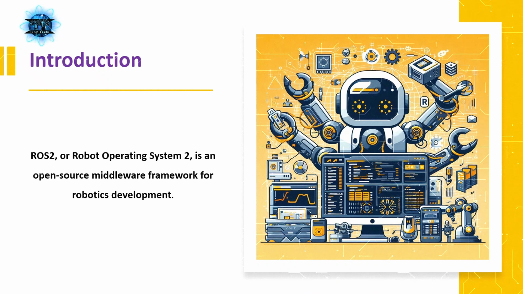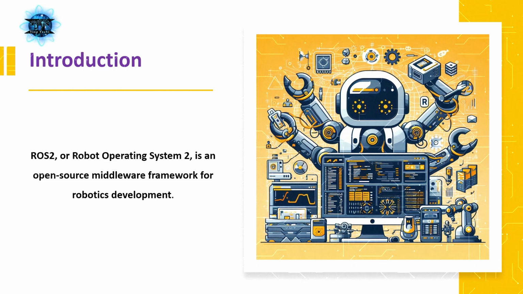The first key feature of ROS2 is that it is more flexible. So what is more flexible in the case of ROS2? ROS2 is like a toolbox that can work with different types of robots and programs. It's more flexible, meaning it can adapt to many different situations.